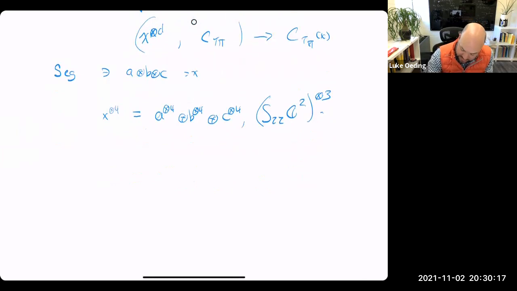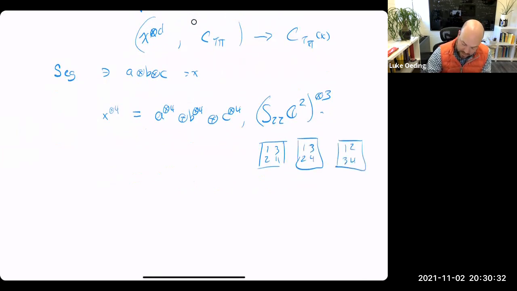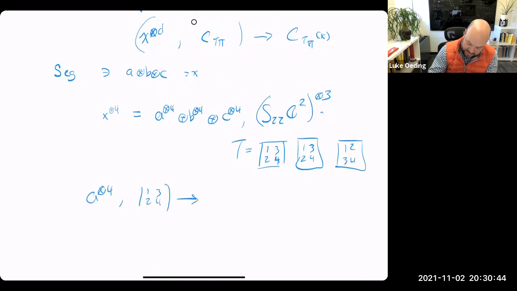But I also had a basis for this thing. So the basis for the multiplicity space was given as 1, 2, 3, 4, 1, 3, 2, 4. This is my tableau. And so now I have a way to take A tensor to the fourth and 1, 2, 3, 4. This goes to the tableau A, the first A.